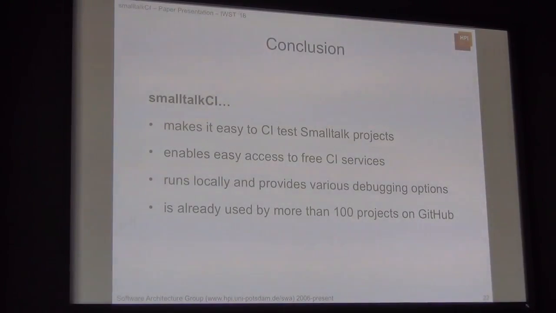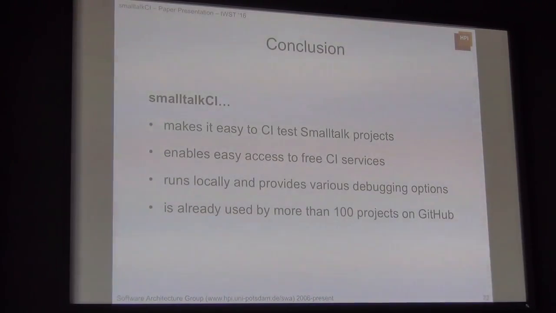Smalltalk CI enables easy access to free continuous integration services. Lots of programming languages are on GitHub, and they're using all these tools. So why can't we just leverage that as well? I don't want to maintain a Jenkins instance and update it on a frequent basis. It would be cool to just leave this to the Travis guys. They do it for us. That's what they do. And also, I can run Smalltalk CI locally, and it helps me to debug problems easily.